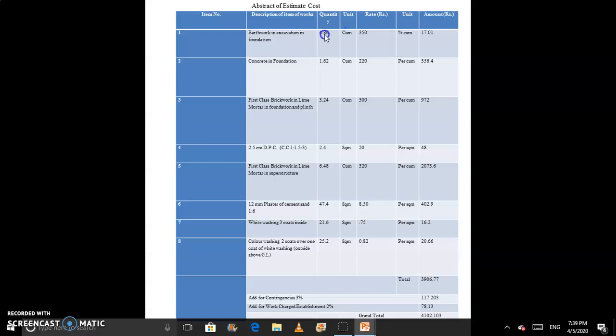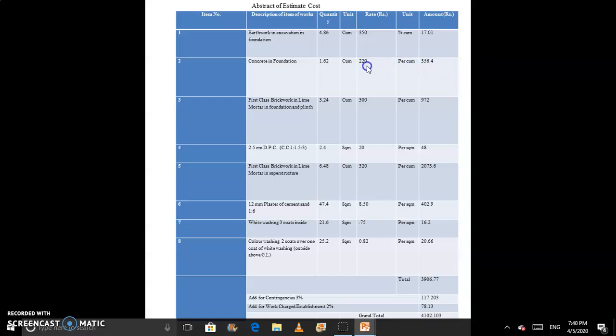For example, here we have 4.86 cubic meter, and we know that for this work the rate unit is percentage cubic meter. Percentage cubic meter means per 100 cubic meter. So for finding this value, we first have to divide 350 by 100. So here we get 3.5 rupees. So 3.5 is multiplied with the quantity, and we get the final amount, that is 17.01.